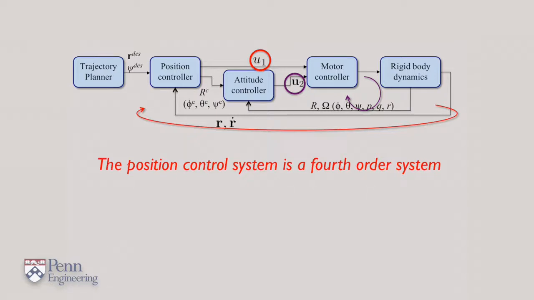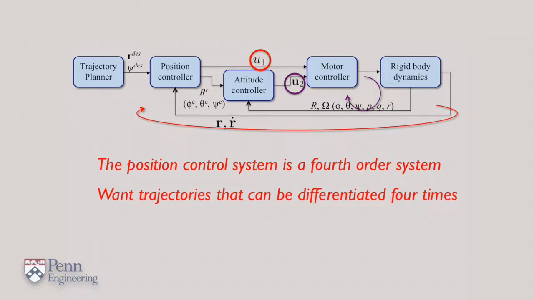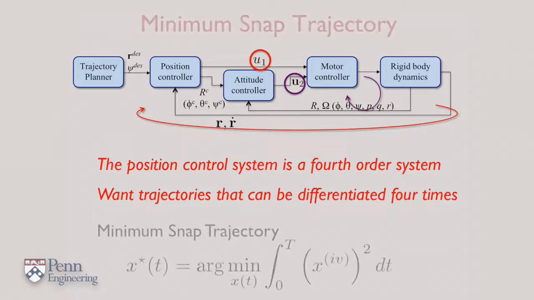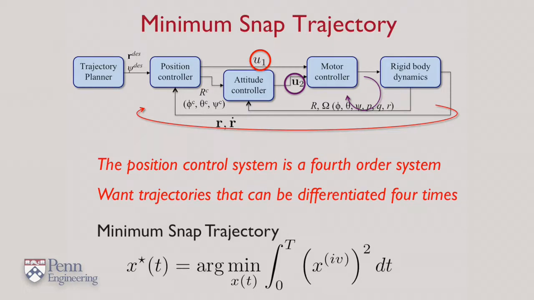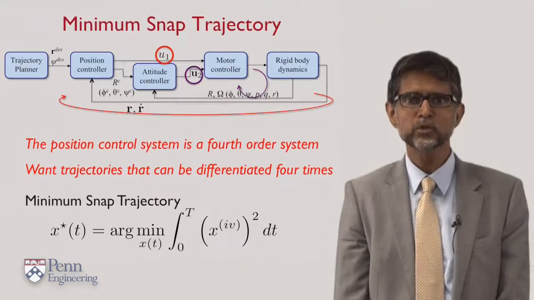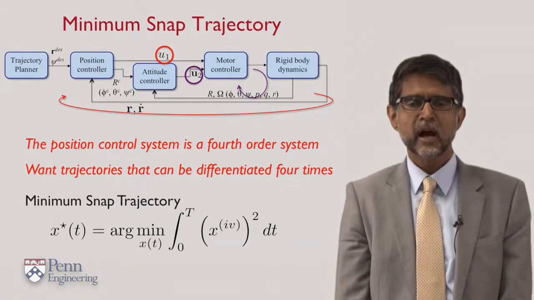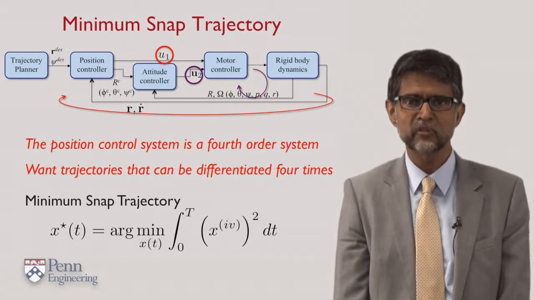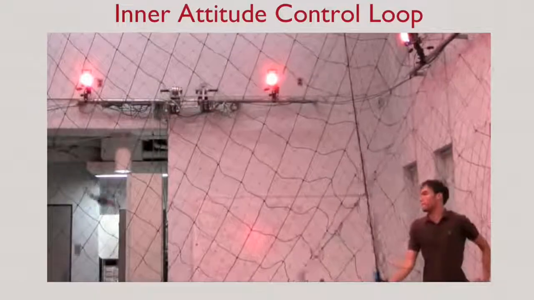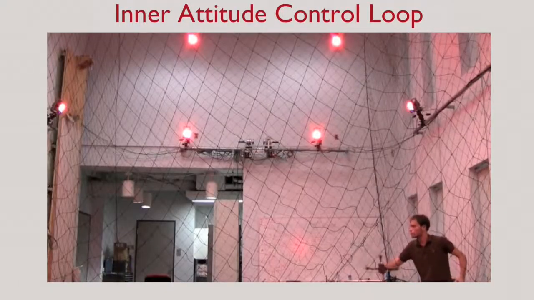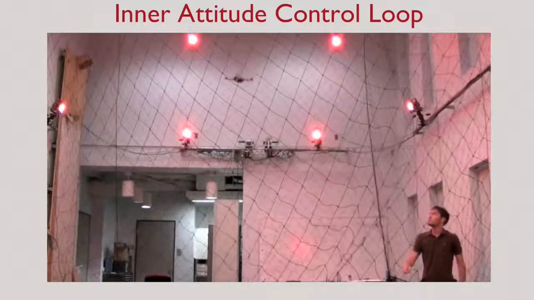To specify trajectories, we want to consider only those trajectories that are differentiable at least 4 times. This motivates the use of a minimum snap trajectory, which tries to minimize the fourth derivative of position integrated over the time history. We use minimum snap trajectories for motion planning for quadrotors. I want to show you several examples of minimum snap trajectories. I want to remind you that all of this only works if you have a robust inner attitude control loop.